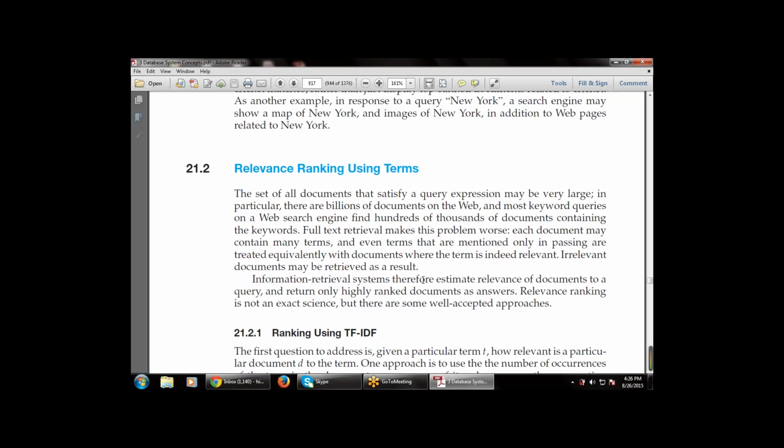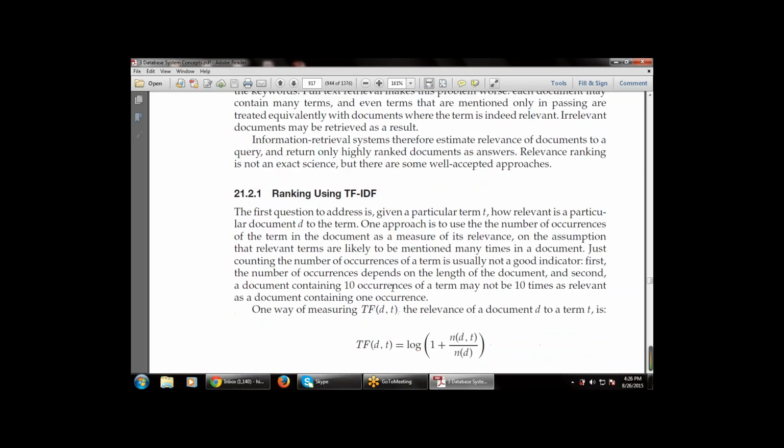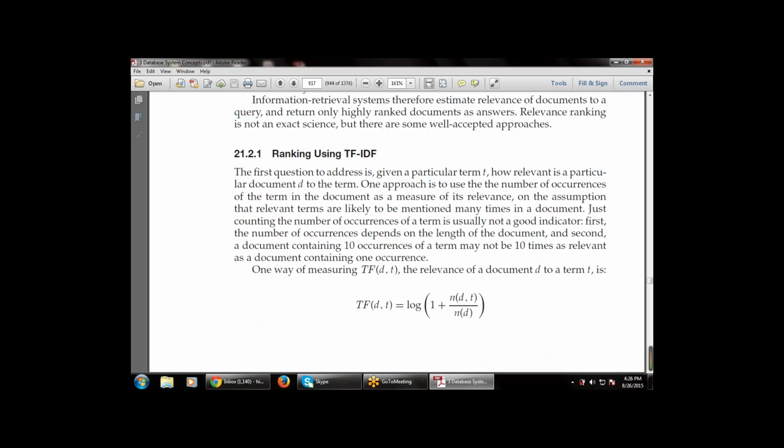Then, ranking using TF and IDF. So the ranking we are using is done using TF and IDF. The first question with a relevant term t is: how relevant is a particular document d to the term t? Suppose I am talking about any term, how relevant is the document d to that term.